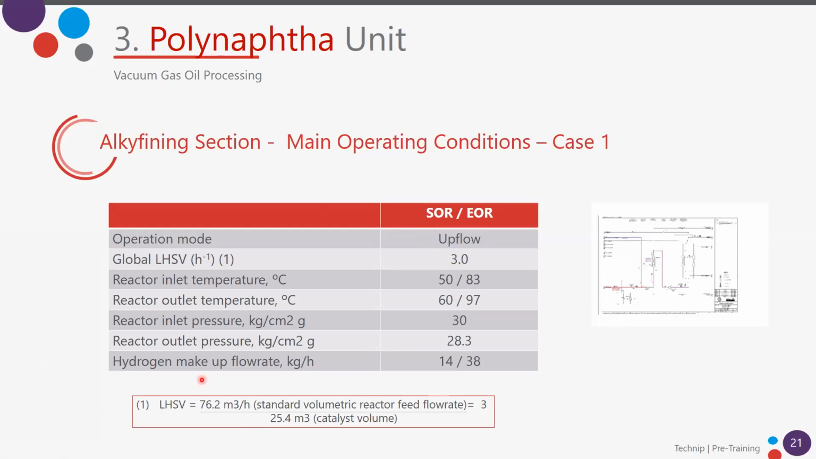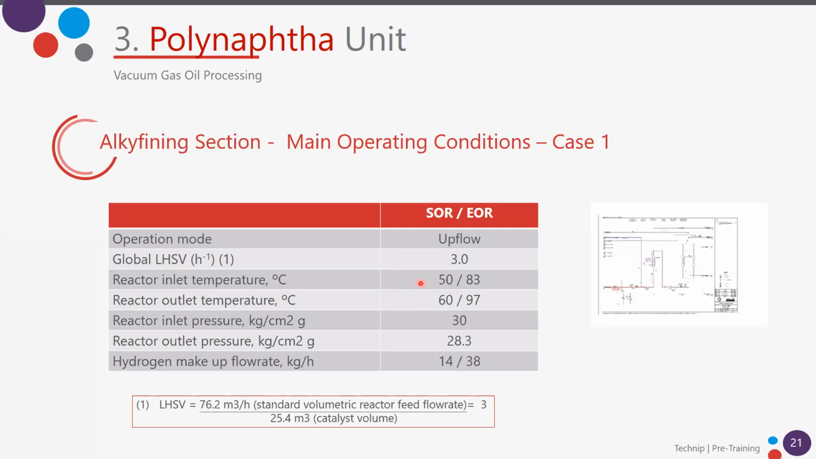Here I have put the calculation. We have this flow rate of 76.2 km per hour, and we have this catalyst volume. So we have this liquid outlet space velocity of 3.